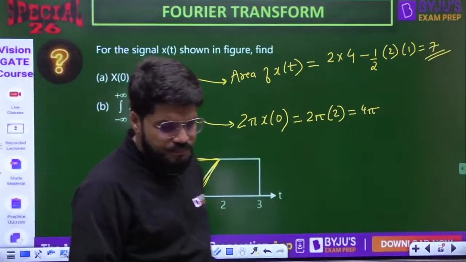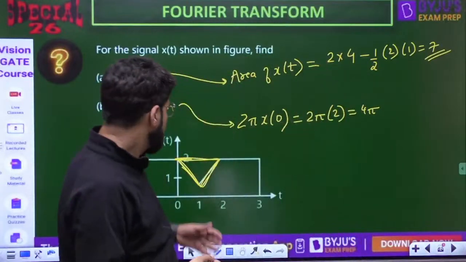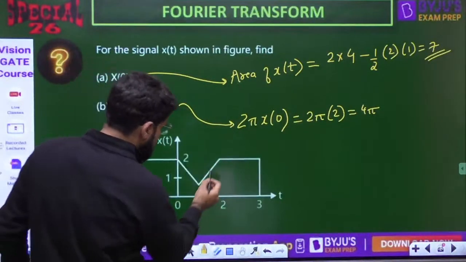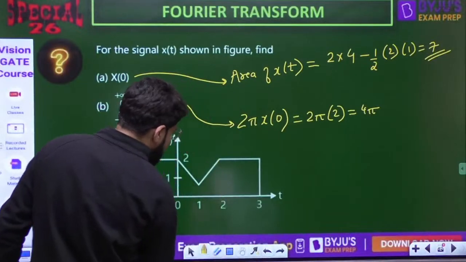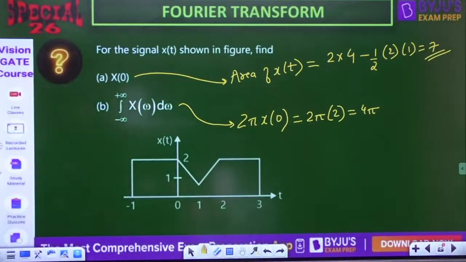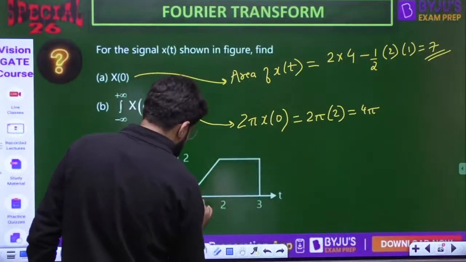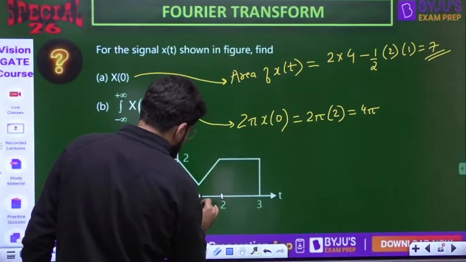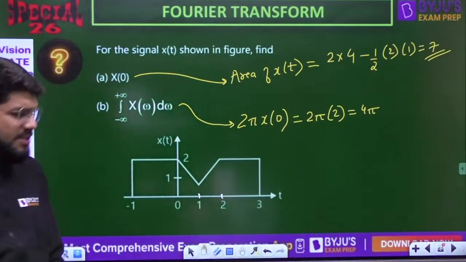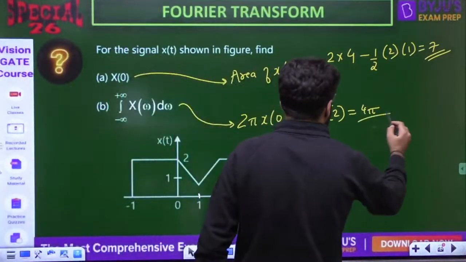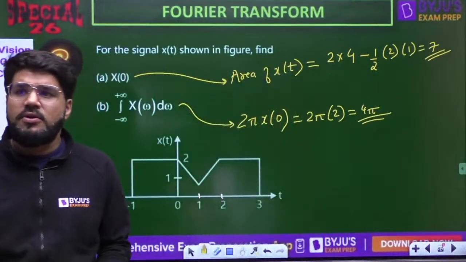This part is 2, yes, it is correct. This is 1, this point is 2. So the first is 7, the second is 4 pi. First one 7, second one answer 4 pi. Yes, correct.